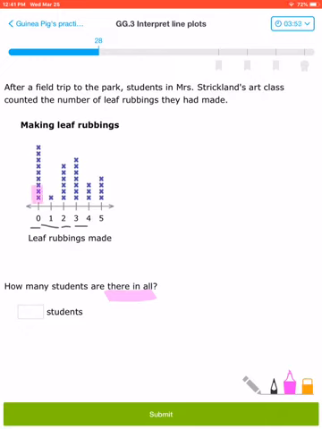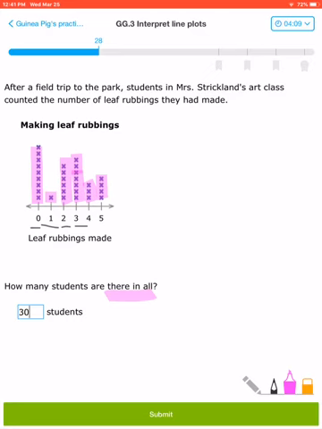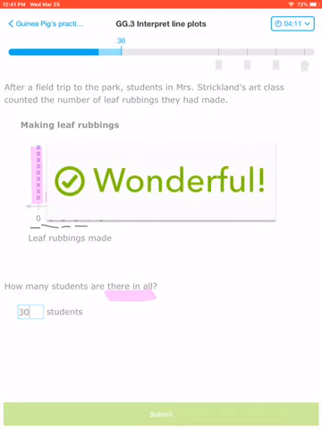1, 2, 3, 4, 5, 6, 7, 8, 9, 10, 11, 12, 13, 14, 15, 16, 19, 22, 23, 26. 4 more is 30. I hope that's right. It's hard to see the screen and write at the same time. Good job.